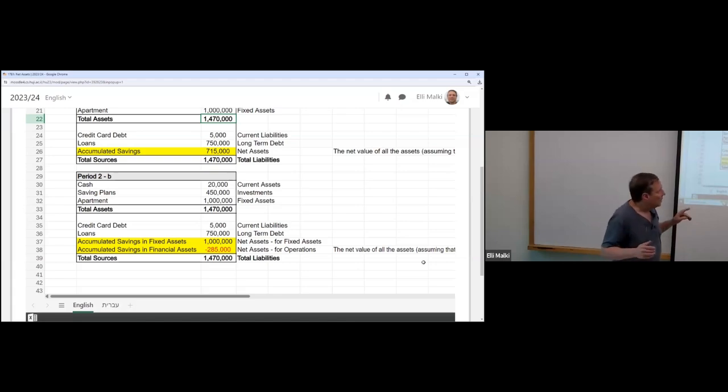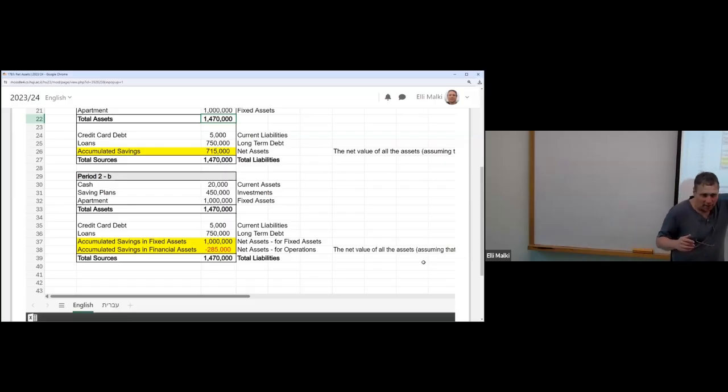In order to reflect my position without selling the apartment, I present my net assets in two lines. The first is called net assets for fixed asset, and it is by definition the same value that I have in the fixed assets here in the apartment, or the fixed assets in the balance sheet. And the second line, net assets for operations, is basically the value of my financial assets, only my financial assets without the apartment, minus all my obligations.